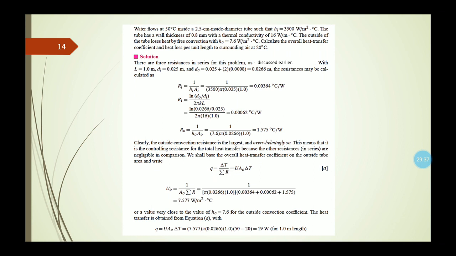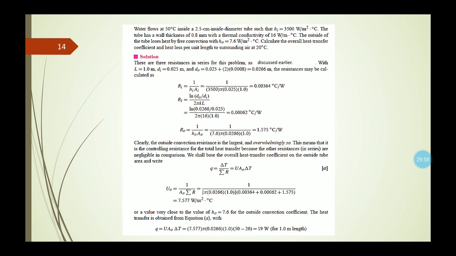Now let us discuss another numerical. Water flows at 50 degrees centigrade inside a 2.5 centimeter inside diameter tube such that h_i, where i is for the inside, equals 3500 watt per meter square degree centigrade.